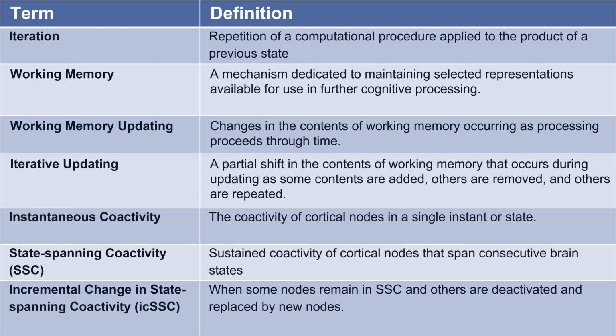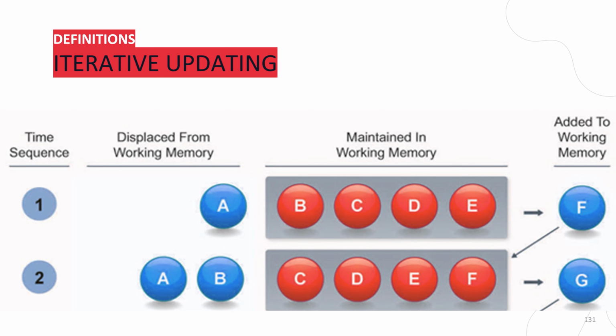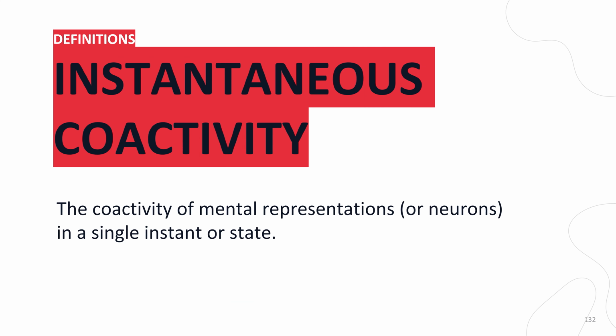Here are some of the important terms that we'll discuss in one table in case you want to pause and take a look. Let's tackle them. Iterative updating is a partial shift in the contents of working memory that occurs during the updating as some contents are added, others are removed, and yet others are repeated. Here in time 2, working memory was updated with F, B was removed, and C and D were retained within working memory. So this is iterative updating.